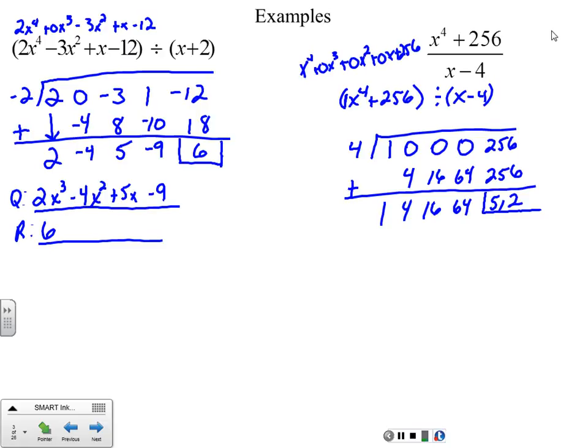All right, so what would the quotient be? And then your remainder, of course. There you go. Synthetic division.